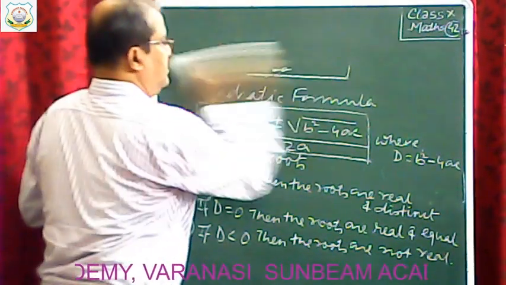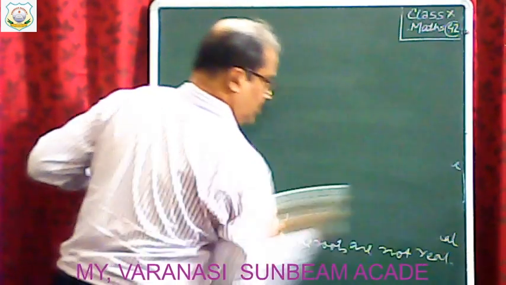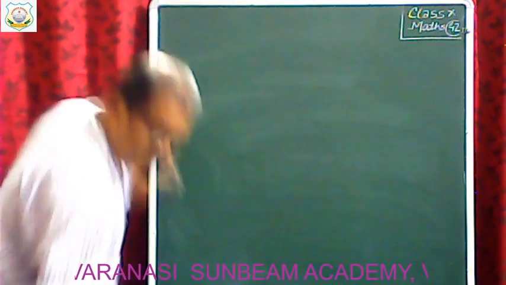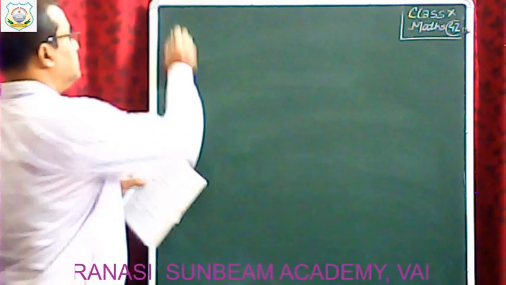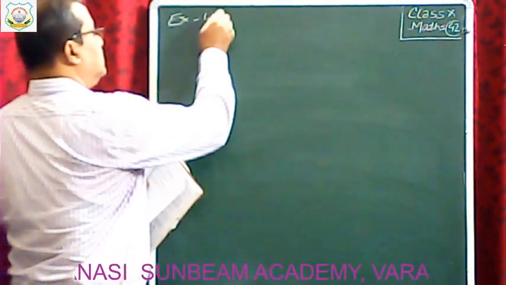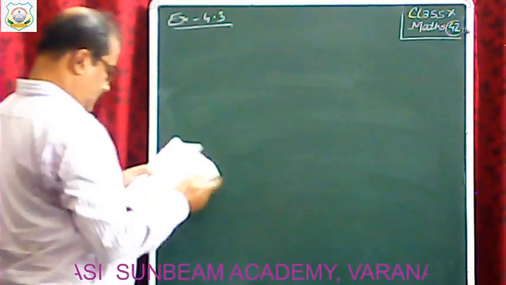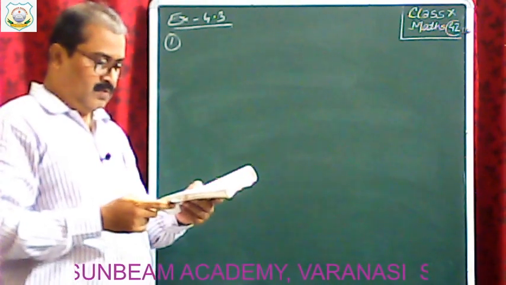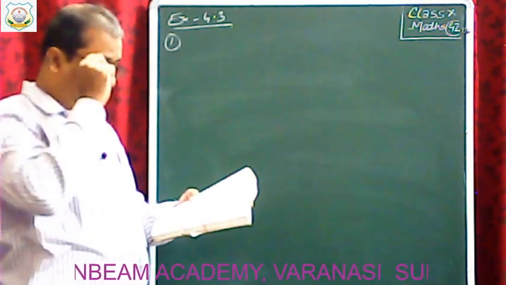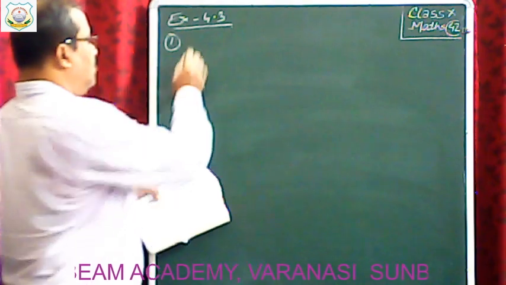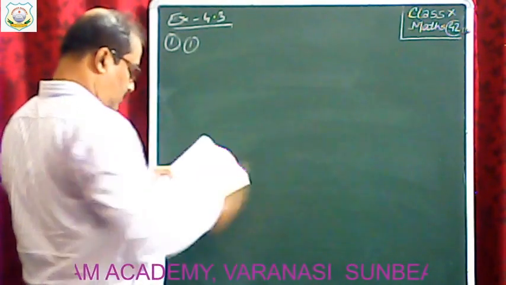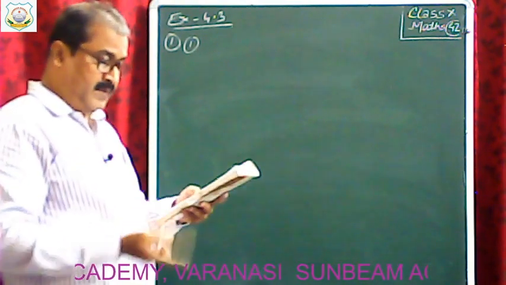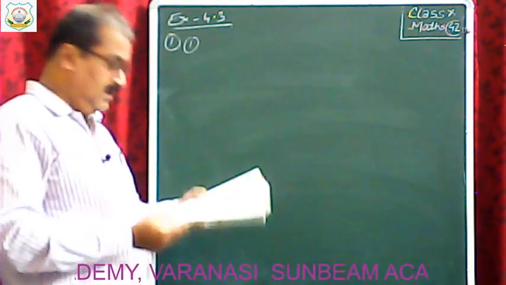So let's see the exercise 4.3. Question number 1. Find the roots of the following quadratic equation by the method of completing the square. Okay, question number 1 first. Find the roots of the quadratic equation if exist by the method of completing the square.